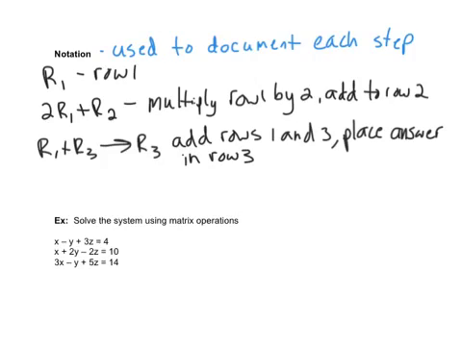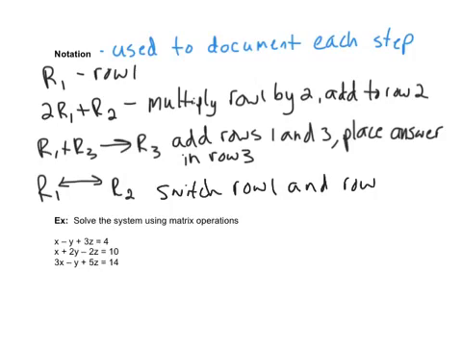So here's that written out. I'm going to add rows 1 and 3 and place the answer back in row 3. Finally, when I have the double arrow, that just means I'm switching the rows. I'm going to switch row 1 and row 2. So I'm going to demonstrate this with the final example again, and then we'll practice this more in class.